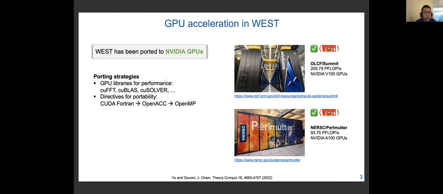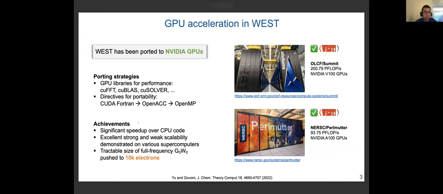Wherever applicable, we try to use highly optimized GPU libraries for the linear algebra operations like BLAS and FFT. For loops that cannot be done by existing libraries, we use a directive-based approach, hoping that it's more portable than lower-level languages. We started from CUDA Fortran, which is super easy to write, but it's not portable. Then in the latest release of the code, we transitioned from CUDA Fortran to OpenACC. As the next step, we are switching to OpenMP target offload, which should work on NVIDIA, AMD, and Intel GPUs.